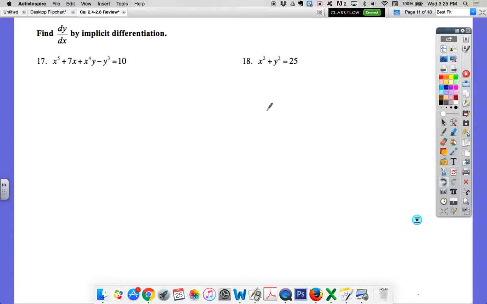So we're going to start at the beginning here. The derivative of x to the fifth is 5x to the fourth. You don't need anything after that. And then our next term is 7x. Well, that one's going to be pretty simple. The derivative of that is just going to be 7. But then the next term, that's a product. You have to do the product rule.